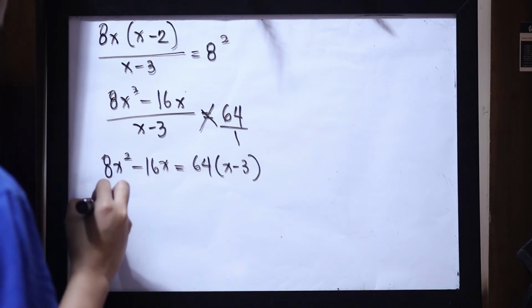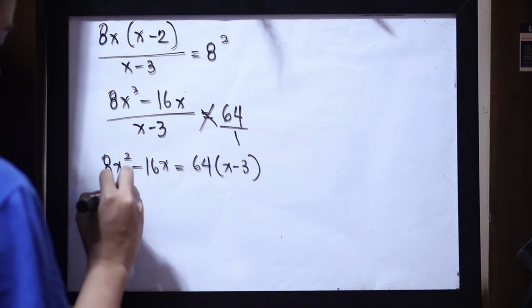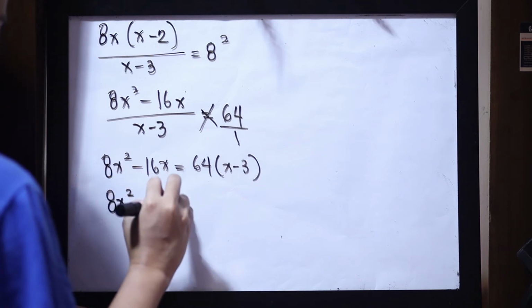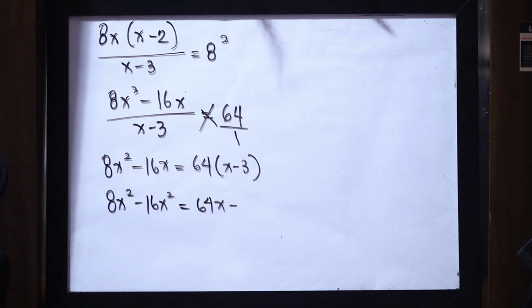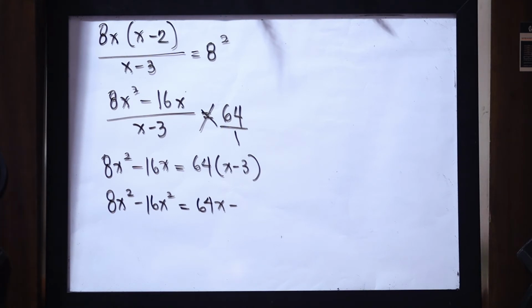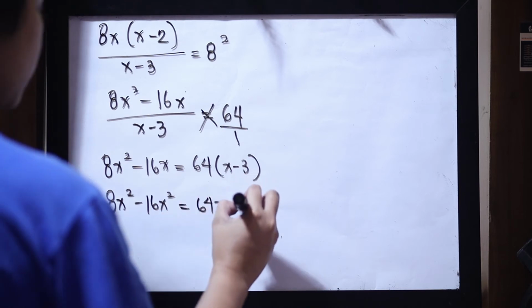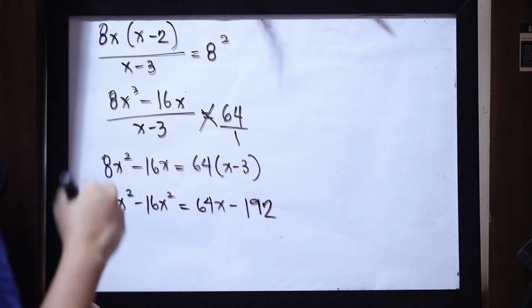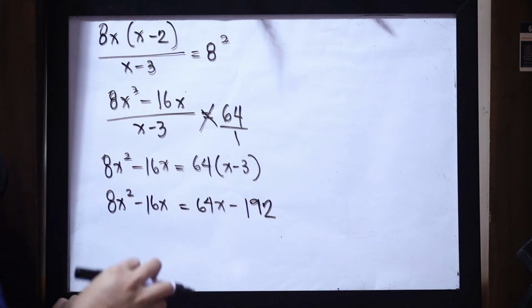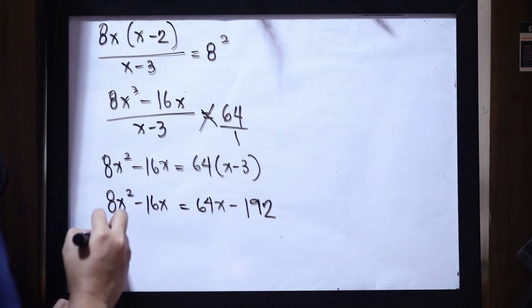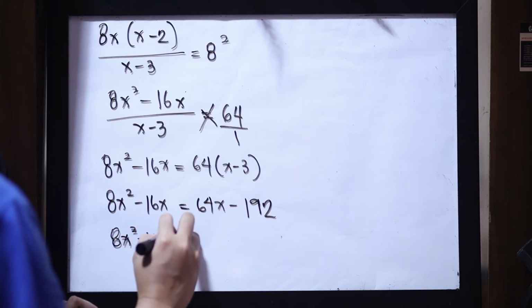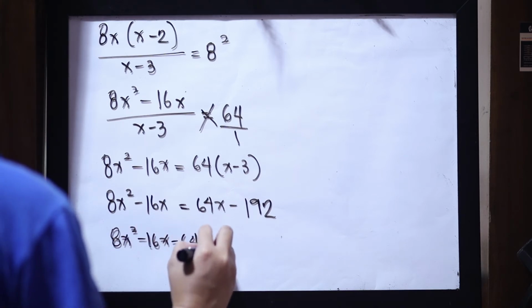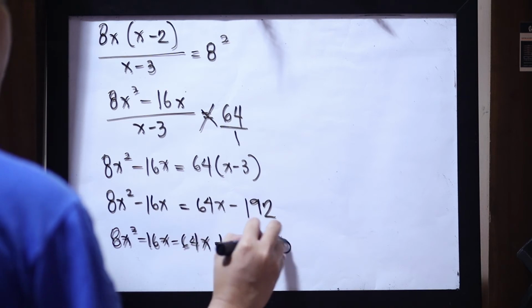And then, ang gagawin ay 8x squared minus 16x is equal to 64x minus, ano yung 64 times 3? 64 times 3 is 192. And then, you transpose it on the other side of the equation. I'm sorry, this is just 16x. Then, 8x squared minus 16x minus 64x plus 192 is equal to 0.